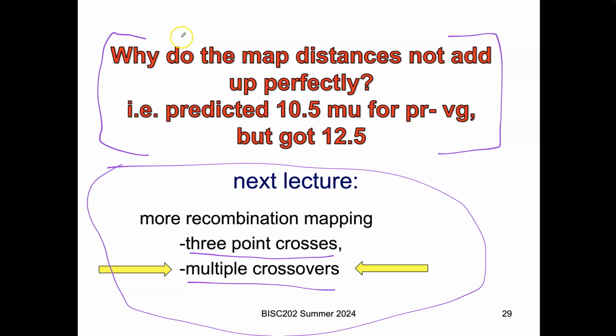why do those map distances not add up perfectly? We predicted 10.5 map units for this distance, but we actually got a slightly larger distance. And that means that the outside distance that we calculated between the two furthest apart ones is actually smaller than the number you get when you add the two smaller distances together. One of those numbers is less accurate than the others.